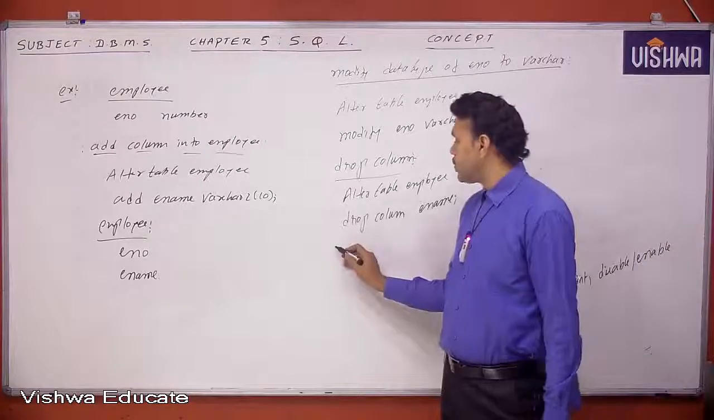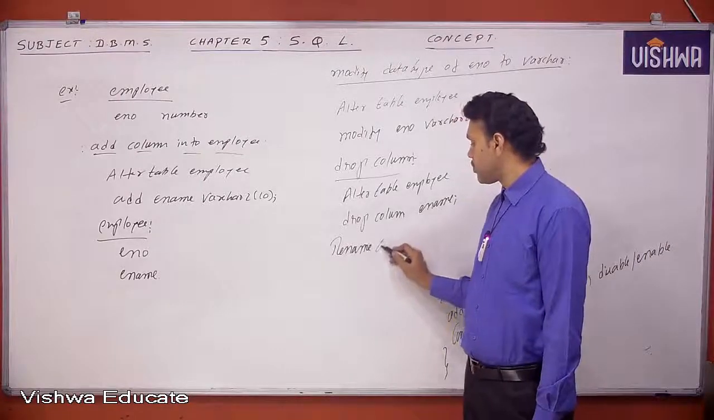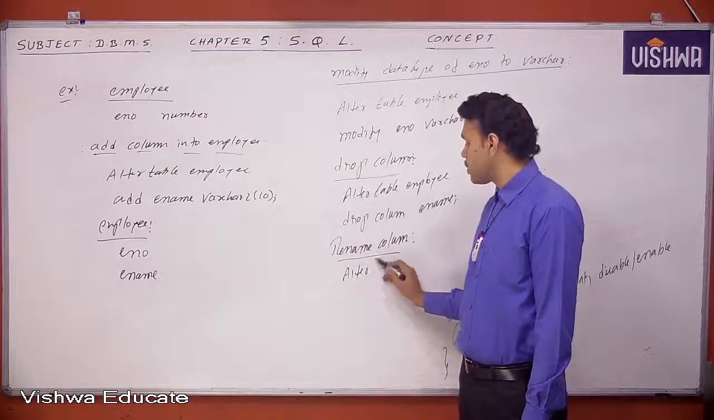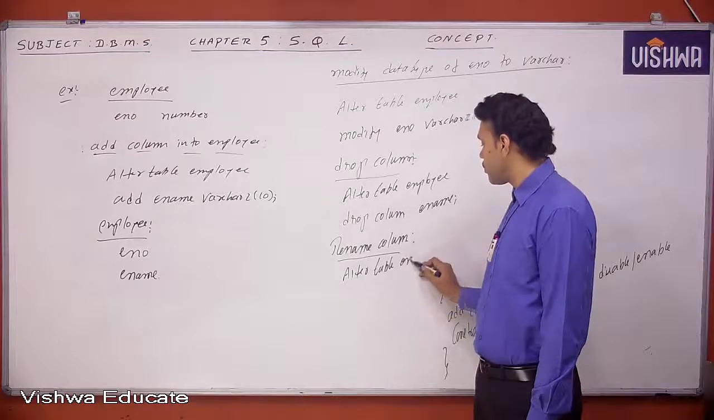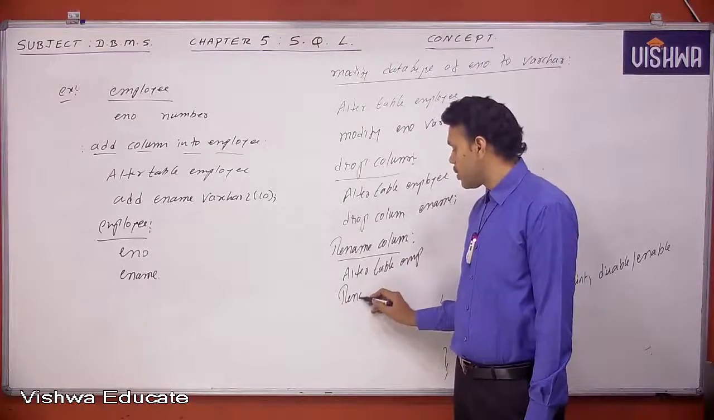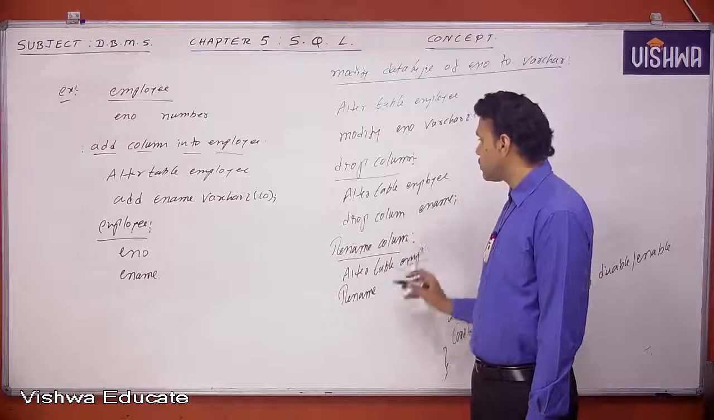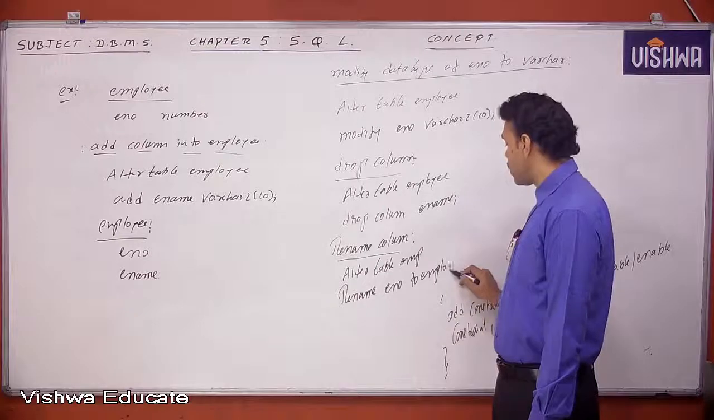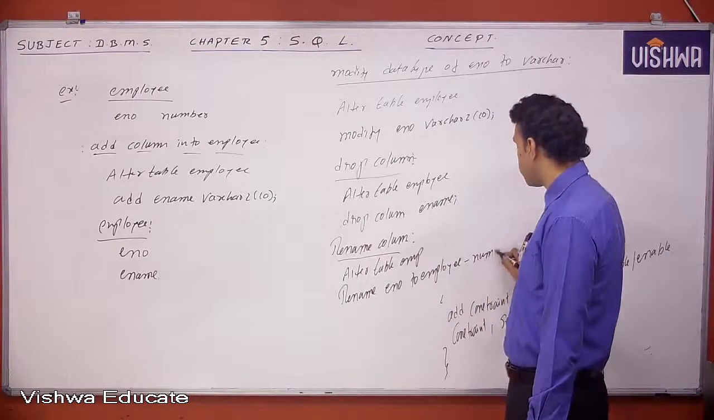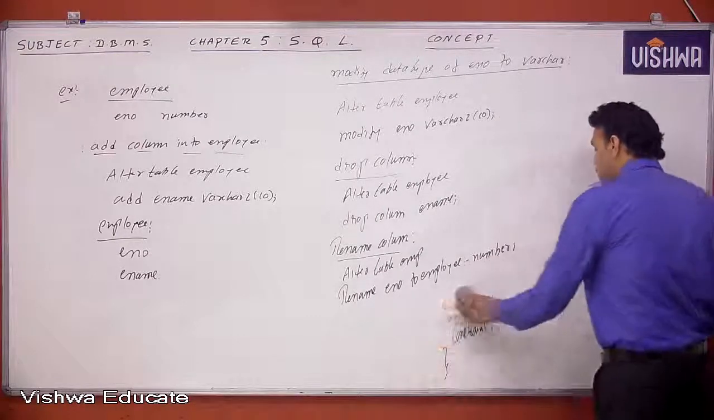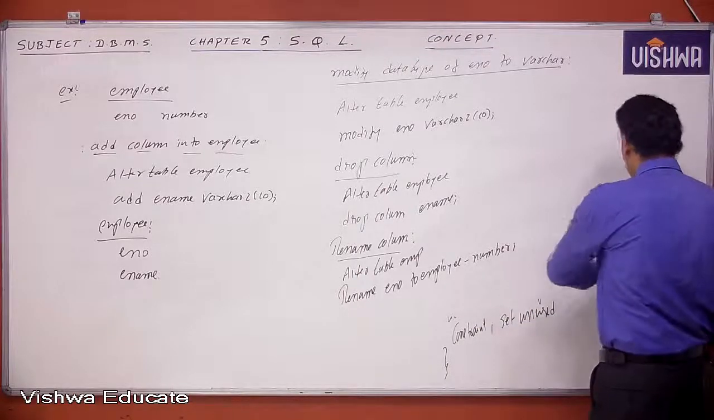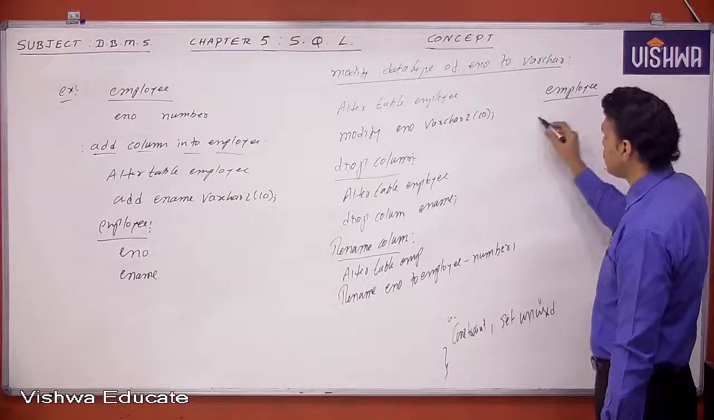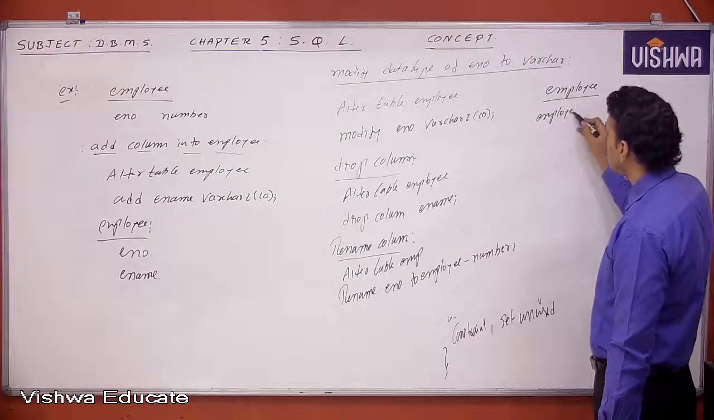I want to rename the column. So how to rename the column? Once again, alter table employee rename, for example employee number to employee underscore number. So after this, your employee table would look like employee underscore number.